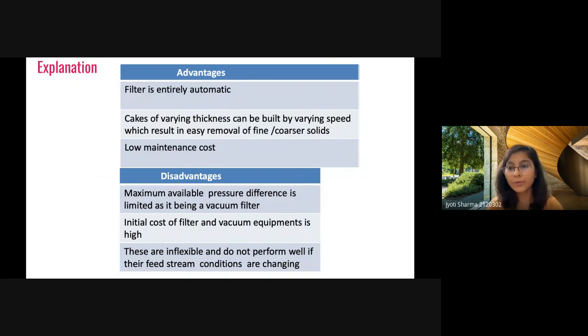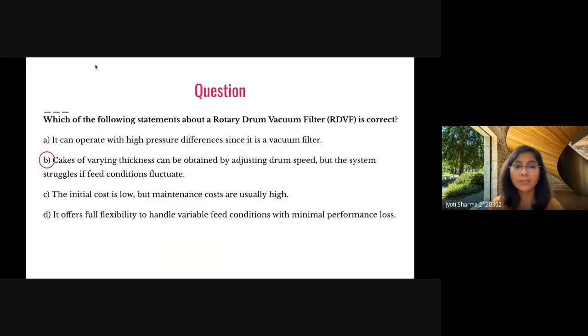If we are talking about the advantages, this is very automatic in nature. The cakes that will be formed from this sludge can be built by varying speed, and that would make it easier for us to easily remove fine or coarser solids, and it also has low maintenance cost. But along with that, we do have some disadvantages. You can read from this, and from this advantage and disadvantage only we had this question.